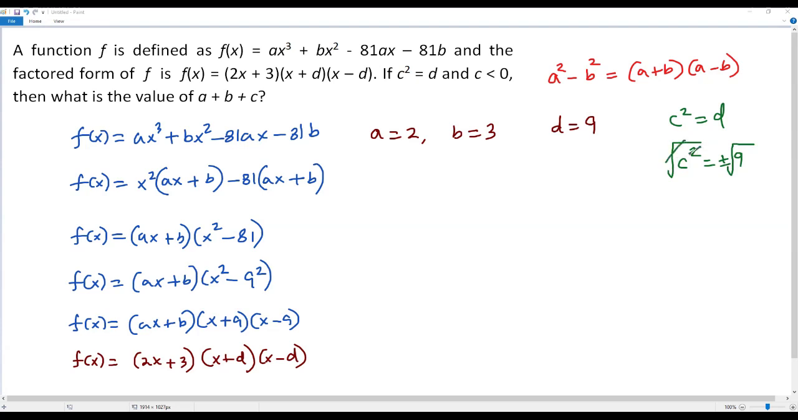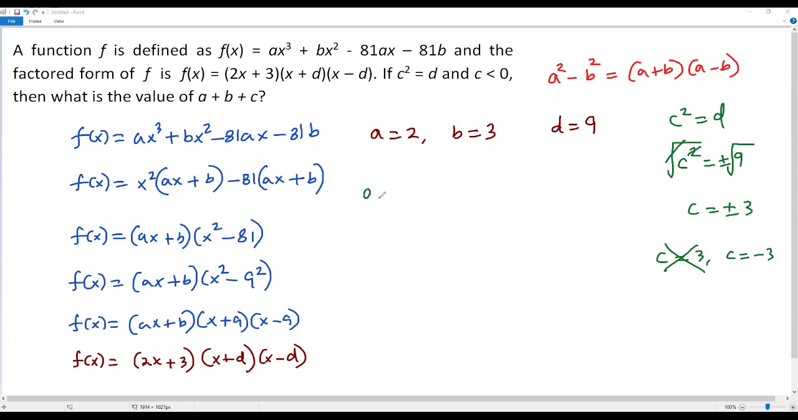On the left side, the square root and square cancel out. c = ±√9, and we know the square root of 9 is 3. So we got two values for c: c = 3 and c = −3. But the question says c < 0, which means c is negative. So we consider c = −3 and reject c = 3. Now I have the value of c as well: c = −3.